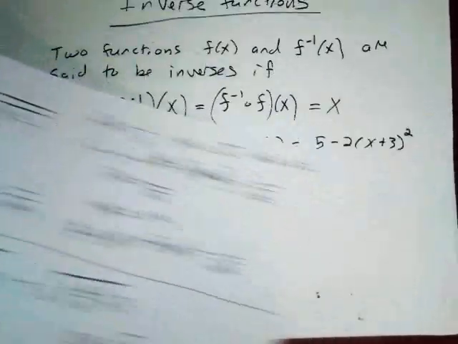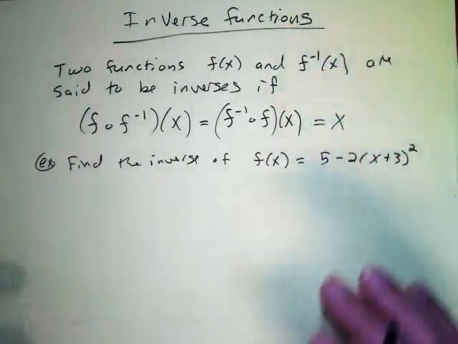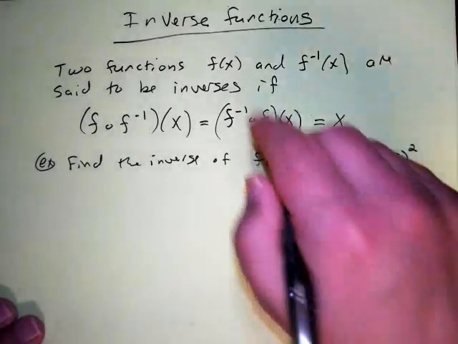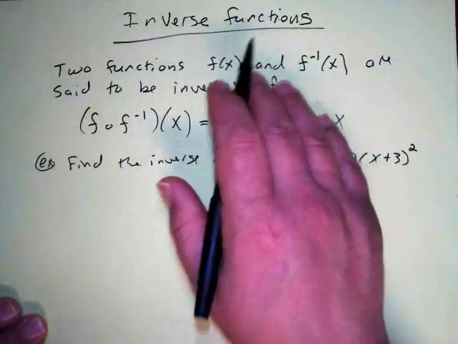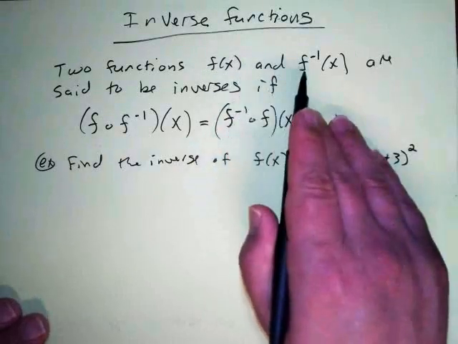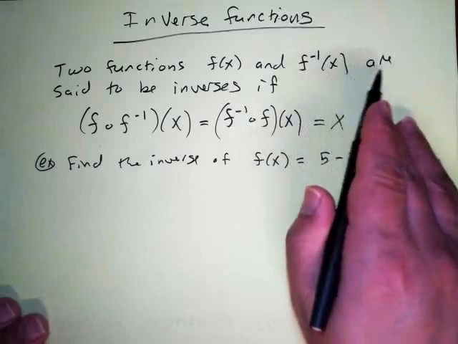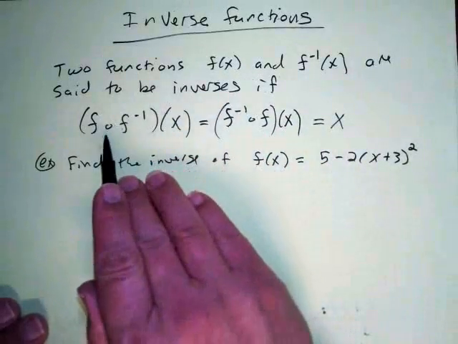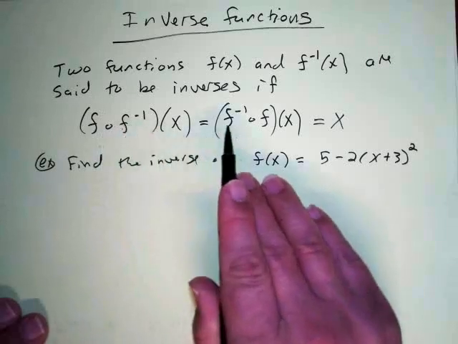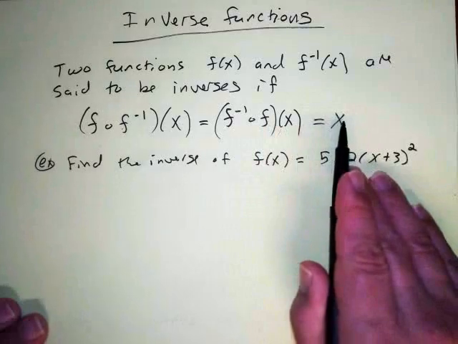Okay? So now let me finish with one last topic, and I don't think there's really anything like this in the homework, but I think it's important, and it's related to the composition. Basically, a way of defining inverse functions: we'll call one f of x and the other f inverse of x, with a little minus 1 exponent. And these are said to be inverses if you compose f with f inverse, and that's equal to f inverse composed with f, and that's equal to x.